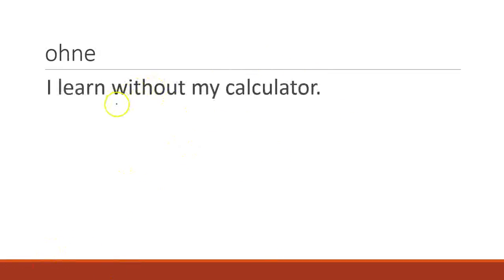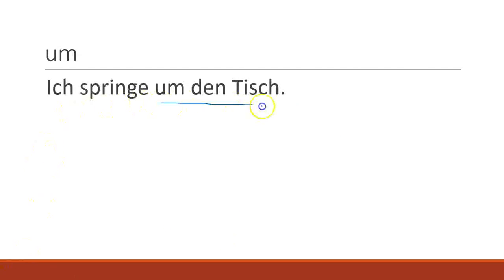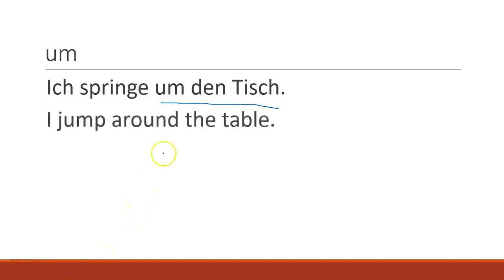Ohne, without. I learn without my calculator. Ich lerne ohne meinen Rechner. So without my calculator. Der Rechner, it's masculine, so it gets an en ending. Um. Ich springe um den Tisch. I jump around the table. So around the table, der Tisch, because this is accusative, der becomes den. So accusative case.